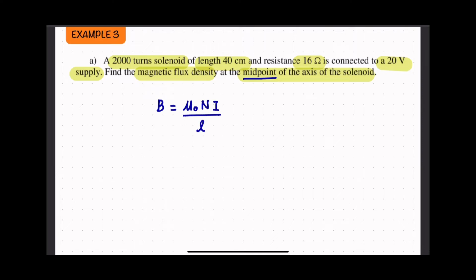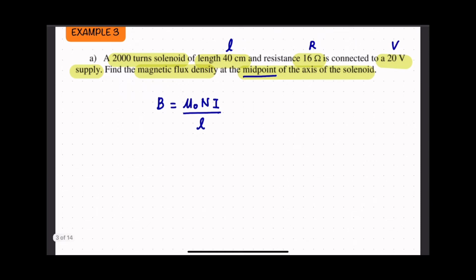Tapi soalan ni dia bagi kita length, dia bagi kita radius pula, resistance and V. Jadi dekat sini dia tak bagi I. Jadi apa relation I dengan V and R? So adalah Ohm's law lah. V is equal to IR. So I is equal to V over R. Okay, so kita boleh ubah formula ni akan jadi mu naught N V over LR.